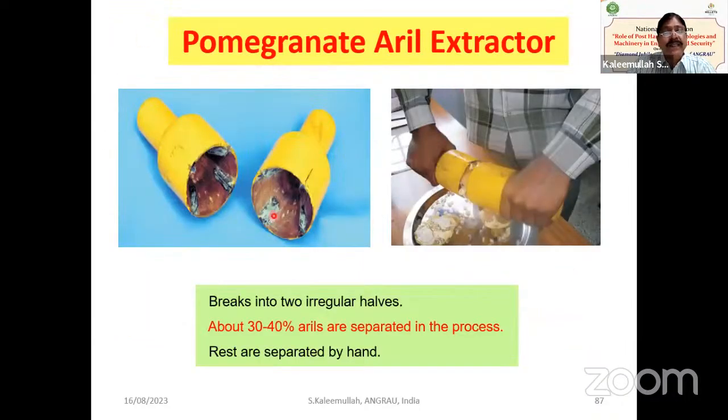And for this, there are small gadgets. This is a pomegranate aril extractor gadget, where you can see there are a number of blades. You keep the pomegranate in the center between these gadgets and rotate the 2 gadgets, one clockwise, another anti-clockwise. They will break, and all these arils will be separated. But of course, there is small damage, and it takes more time also.